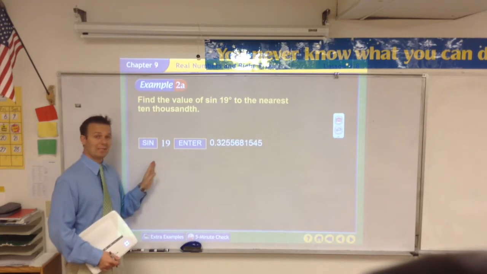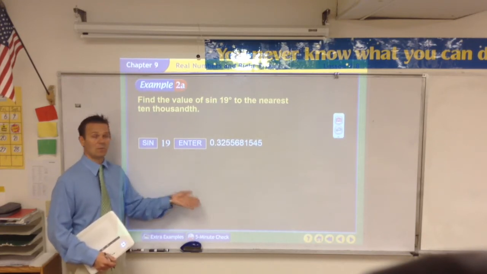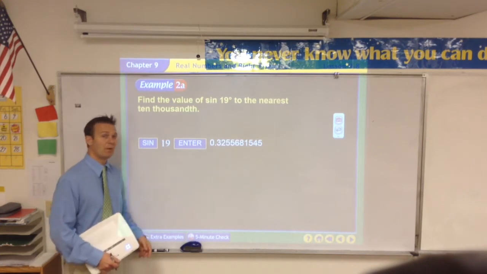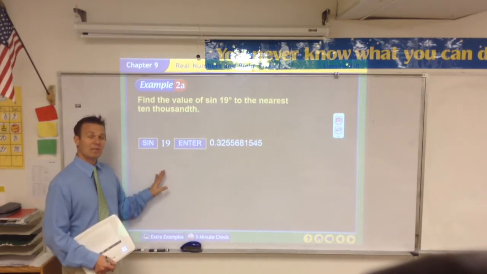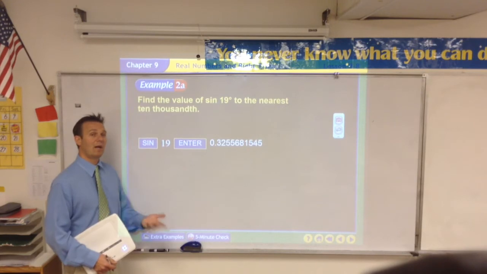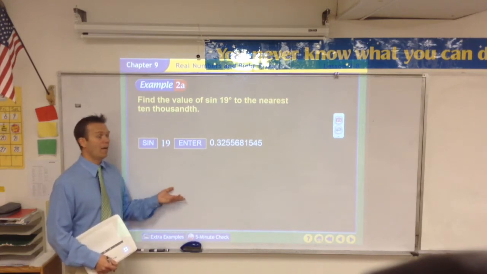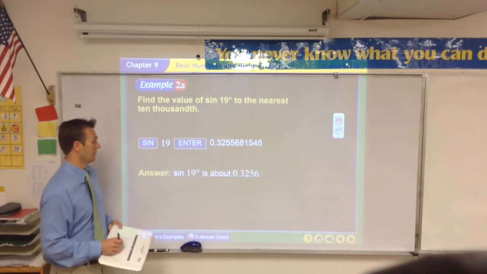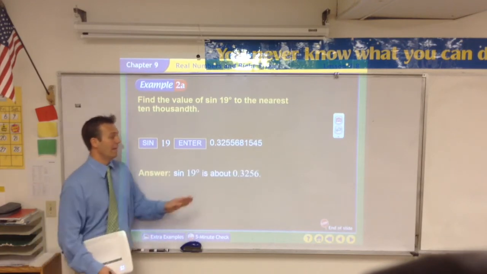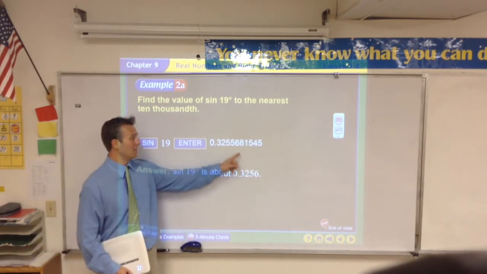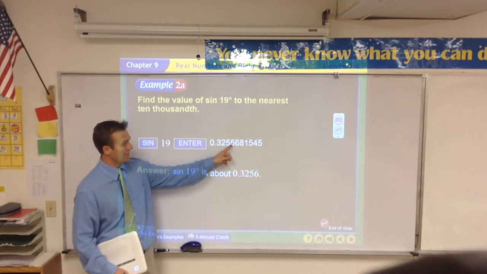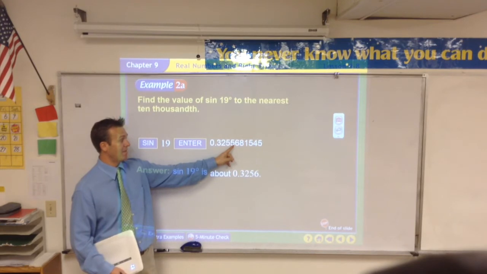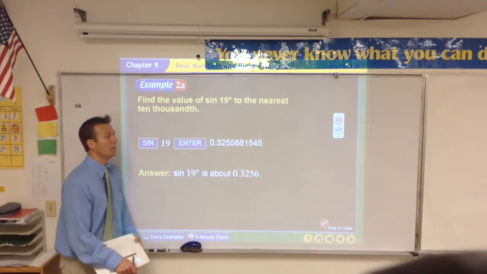Some of you will just press 19 and then sine and then equals. So you've got to figure out your calculator, but this is the number that you should be able to come up with. Now, if you don't have a calculator, tomorrow in class, or your next class, I will have a sheet for you that you'll be able to read this. So there you go. It asks for the nearest 10,000. So we find tenths, hundreds, thousands, 10,000s. The number that comes after the 5 is a 6, so that makes that 5 a 6, and there's your answer to the nearest 10,000.